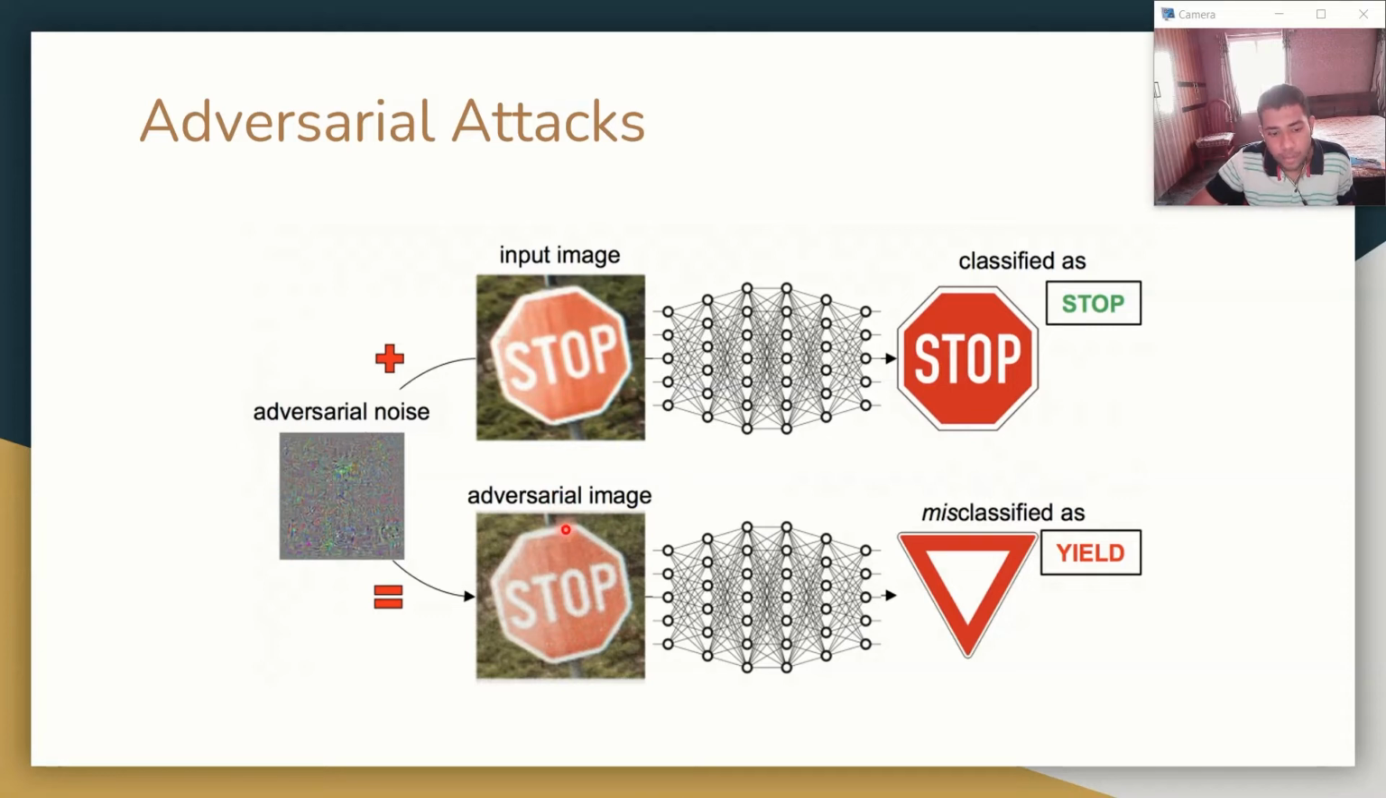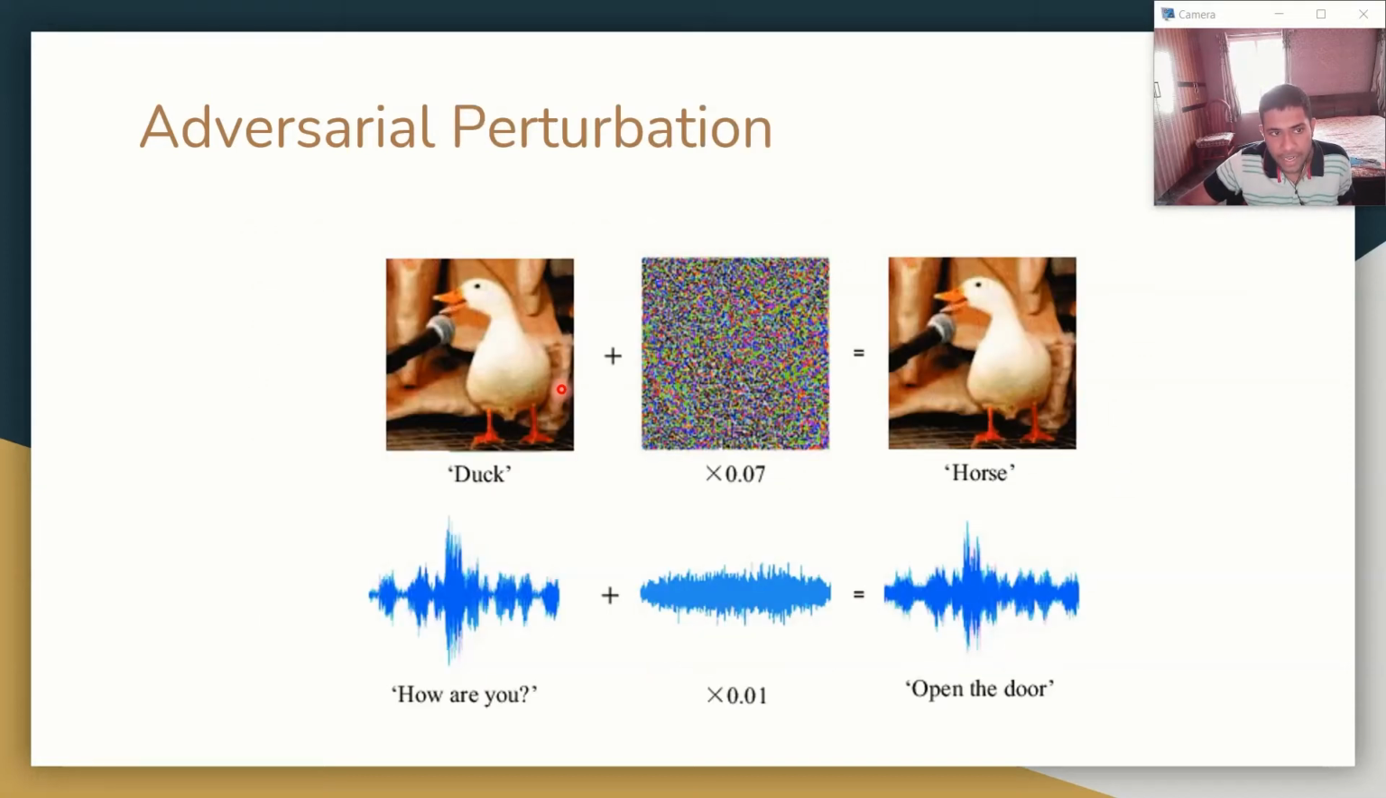So from a human being's point of view, the adversarial image has not changed, but the deep neural network is still confused and it misclassifies the particular image into another category as compared to what it used to do earlier. So this is basically an example of adversarial attack.